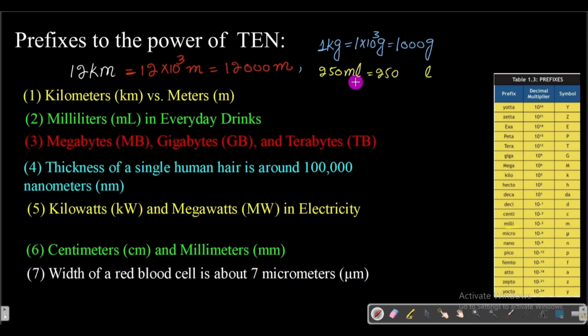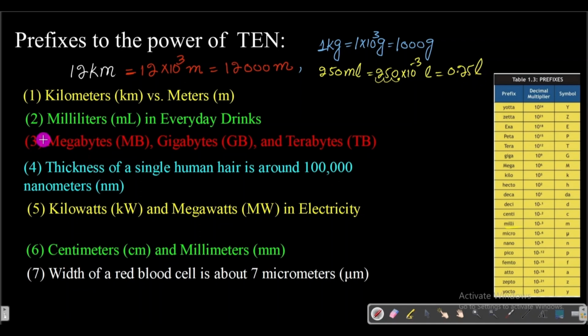So here we will put 10 power minus 3 instead of this milli. And this is the scientific notation, and in the regular form we will write that. So here the point is present here. This is the first step, second step, and this is the third step. So it becomes 0.25 liter. So 250 milliliter is equal to 0.25 liter.